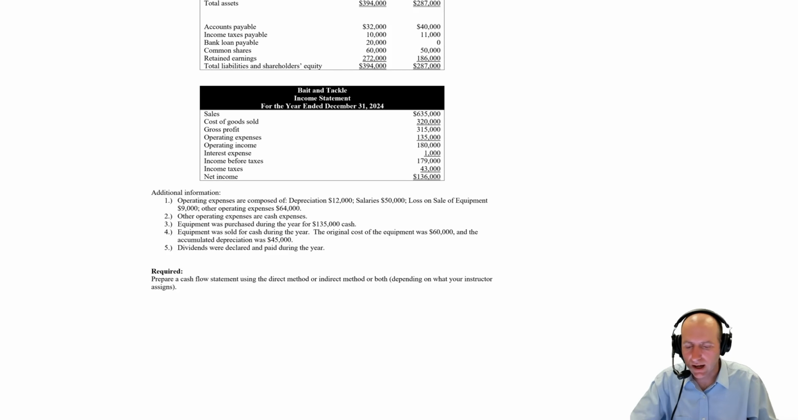Reading down, it says operating expenses are composed of depreciation, salaries, loss on sale of equipment, and other operating expenses. Other operating expenses are cash. My spidey sense is kind of tingling whenever I see the word cash. Equipment was purchased in the year for $135,000 cash. We're working on a statement of cash flows, so when I see the word cash, your spidey sense should tingle a little bit. Equipment was sold, again, for cash. The original cost was $60 and the accumulated depreciation $45, and dividends were declared and paid during the year. Okay. Do a cash flow statement using the direct or indirect method or both.